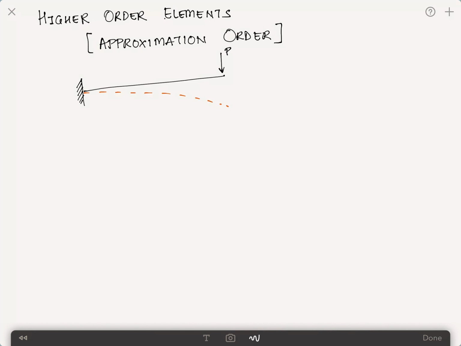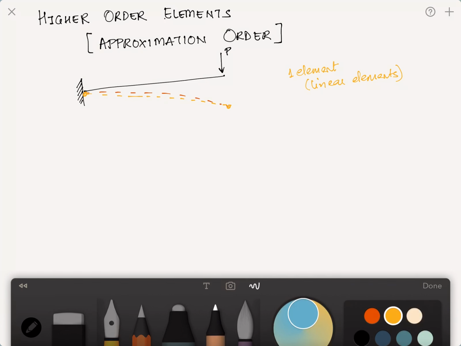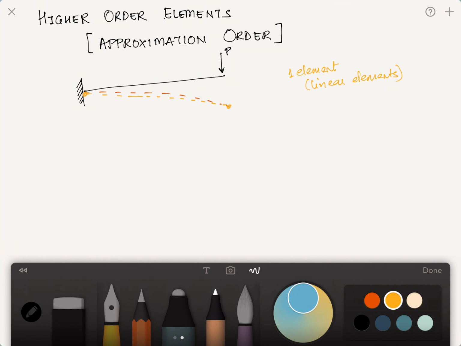There are different ways of representing this beam by using a certain approximation order for a finite element analysis. If I consider one element, and the element is a linear element in one dimension, then I will be able to form a solution which looks like this. It will just be a linear solution and will not match the exact solution that I'm looking for.